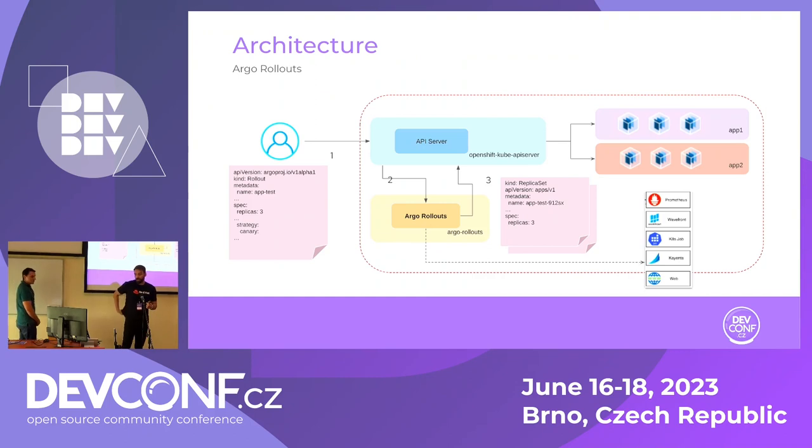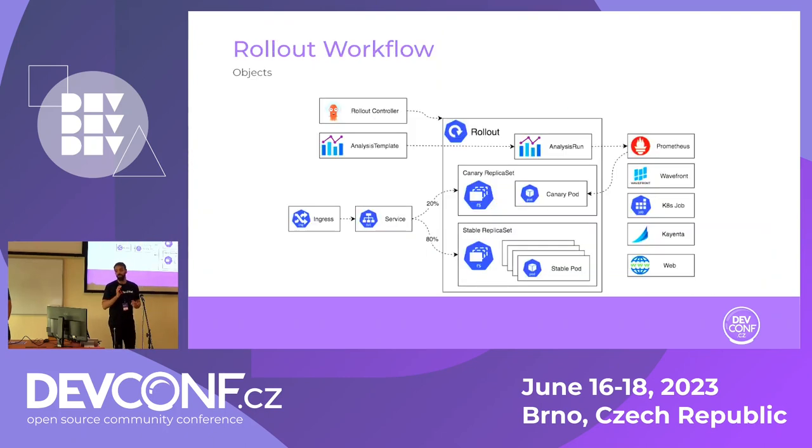Regarding the architecture, Argo Rollouts is a unique controller written in Go, and the idea of this controller is to manage some custom resource definitions, CRDs. Regarding the workflow, you have two important objects or CRDs. You have the rollout object. This object includes all the information the regular Kubernetes deployment has, and then you have an extra field in order to define the specific strategy, to configure the deployment strategy.